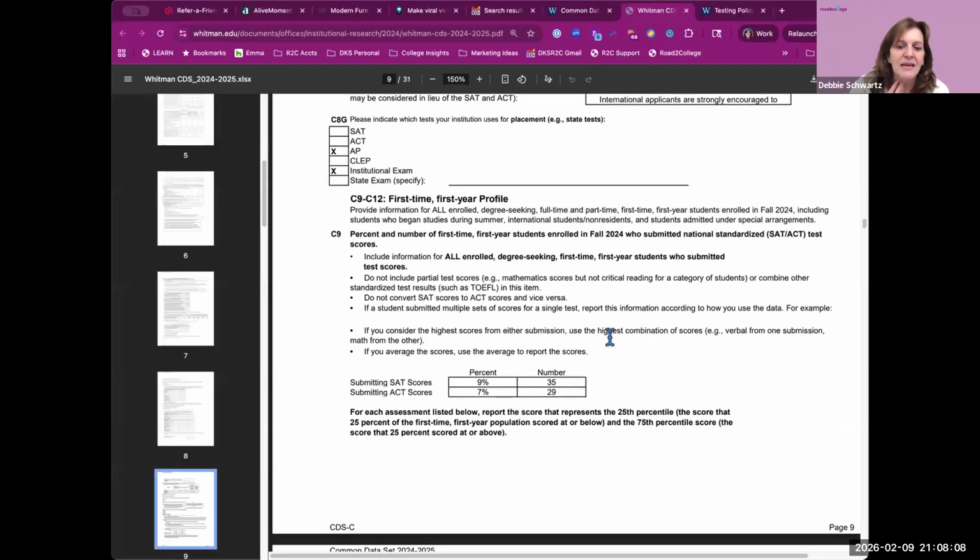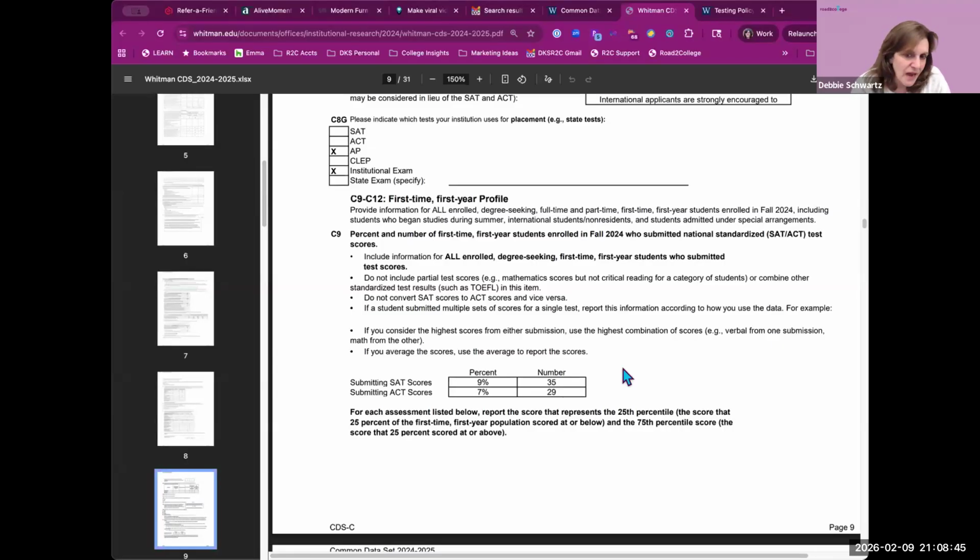Okay, here's another clue. This line here says how many students submitted an SAT score and how many students submitted an ACT score. Let me explain these numbers a little bit more. These numbers are based on the students who applied, were accepted, and enrolled. So this is saying that 9% of the students who ultimately enrolled at Whitman also submitted their test score when they applied.